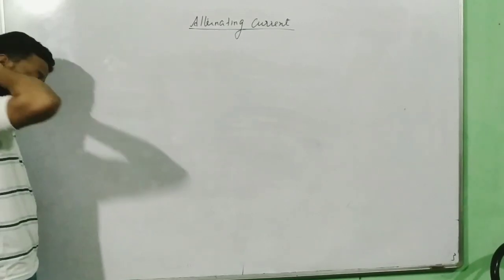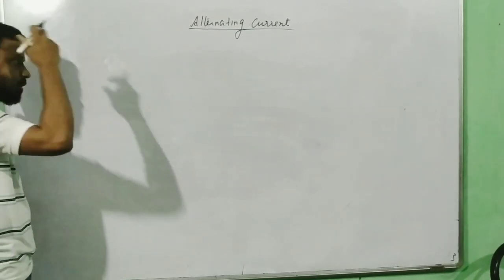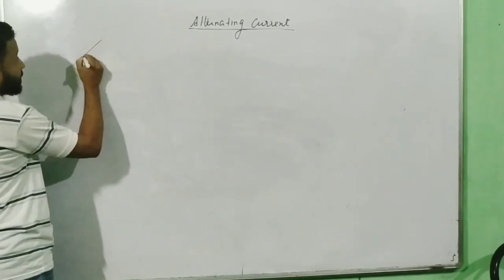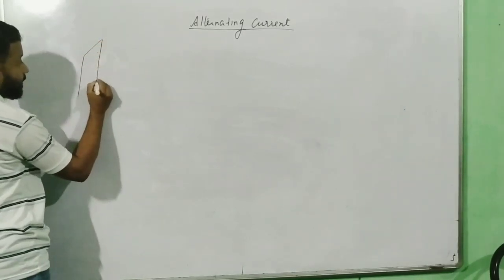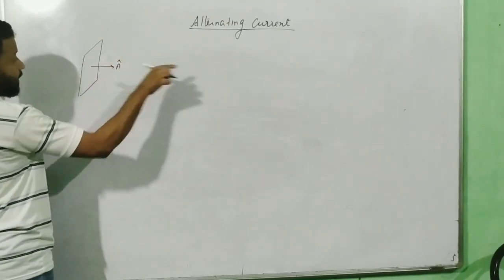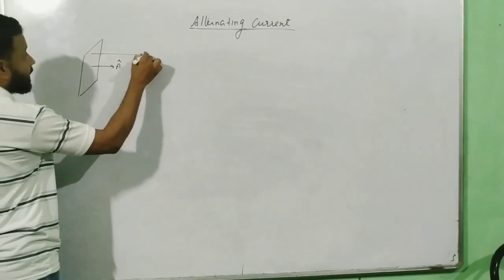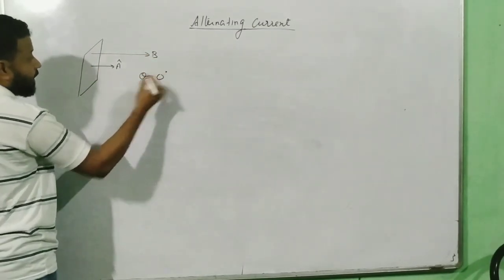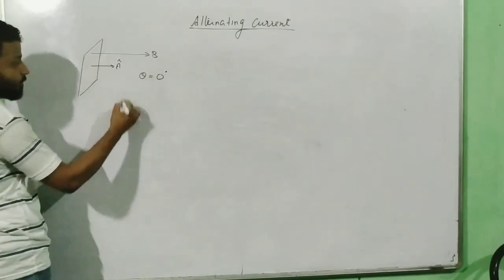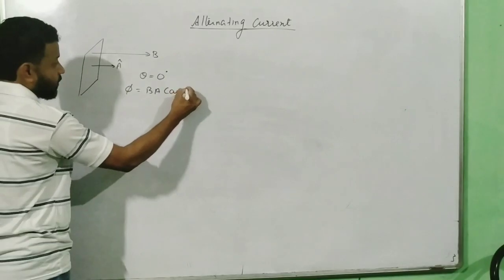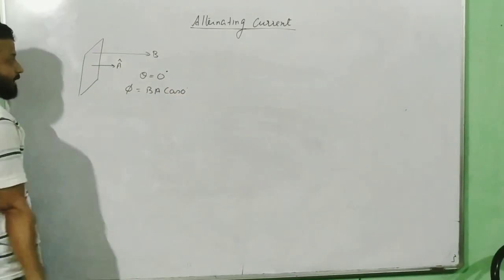Just imagine, if you are wondering from where this omega t thing is coming from, where this sine function is coming from, think in this manner. Suppose this is my loop and this is the area vector of the loop pointing in this direction, and say that the field is also in this direction. So what is the angle between area vector and field? It is 0 degrees. So what is the flux? Flux will be equal to BA cos 0 degree. That is equal to just B times A.